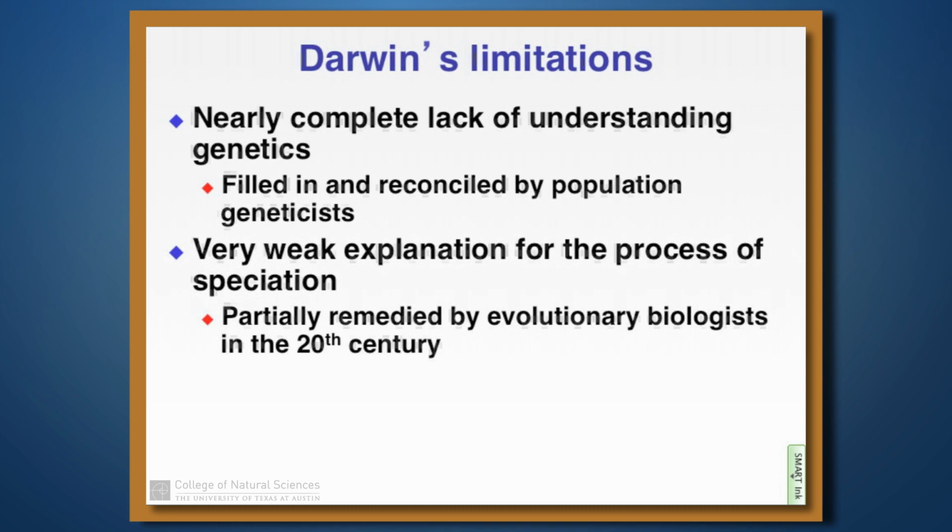Another thing that Darwin didn't do very well was explain the process of speciation, which I haven't really talked about a lot in this particular set of slides, but I do want you to be aware that he had some ideas about how speciation would take place, but they weren't really well fleshed out, and it was only later in the 20th century that people have figured out much more clearly how speciation takes place.